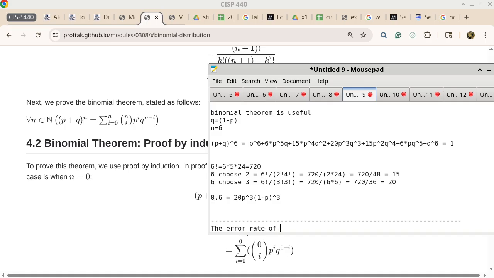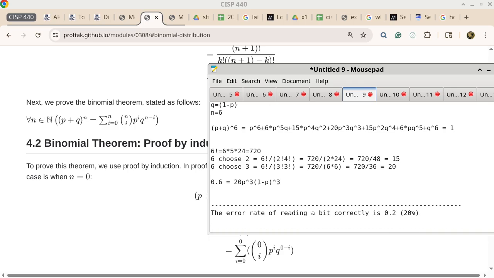the error rate of reading a bit correctly is, let's just say, horrendous. It's 0.2, which is 20%. So 20% of the time, your CD player is going to read a 0 or 1 incorrectly. That is really bad. So what do we do to fix this problem? We use oversampling to try to fix this problem.